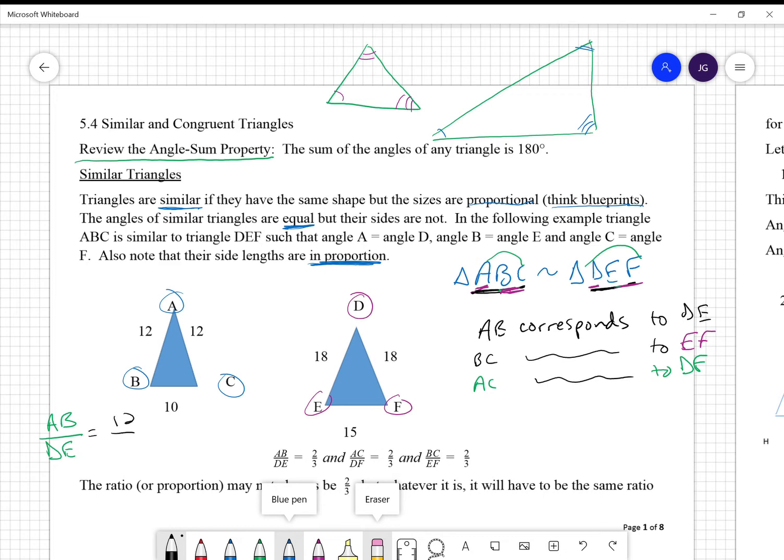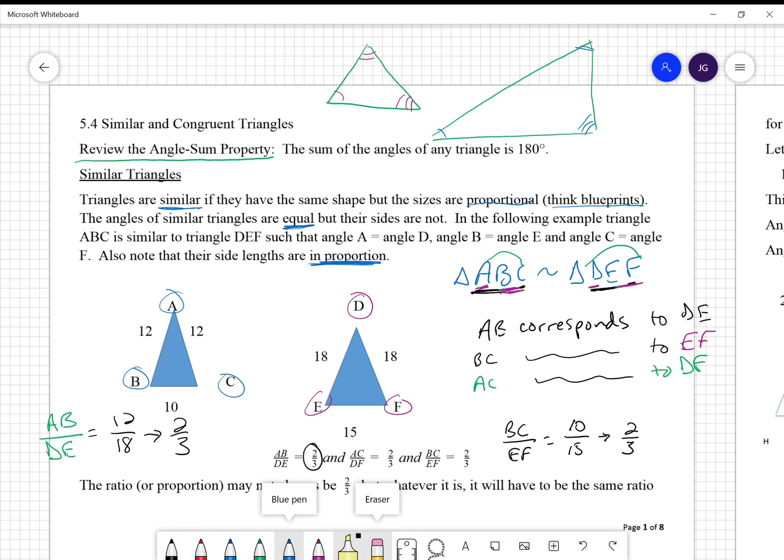AB is 12, DE is 18. If I reduce that, I get 2/3. Same thing for AC over DF. And then BC over EF. BC is 10, EF is 15. That also reduces to 2/3.